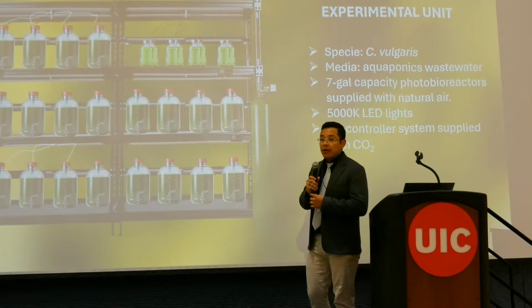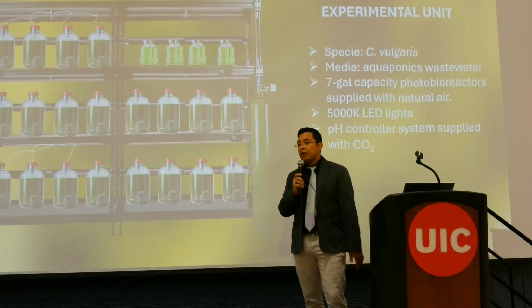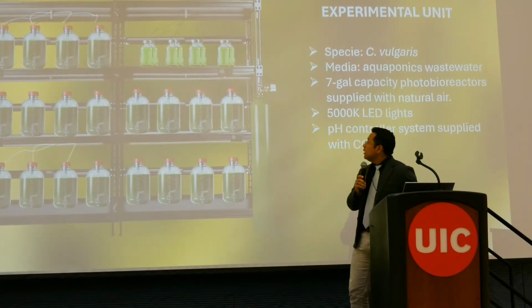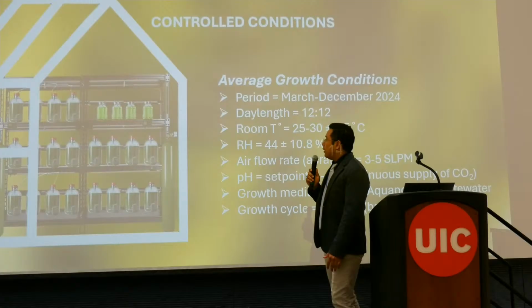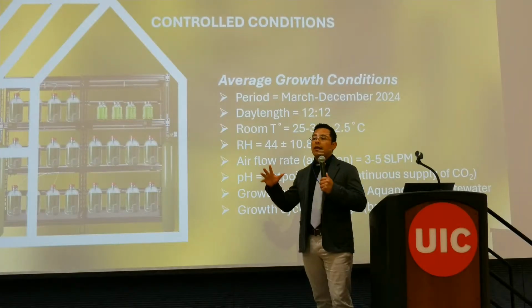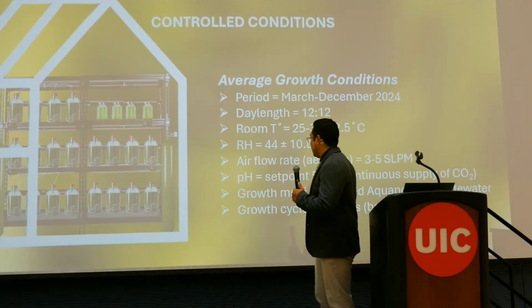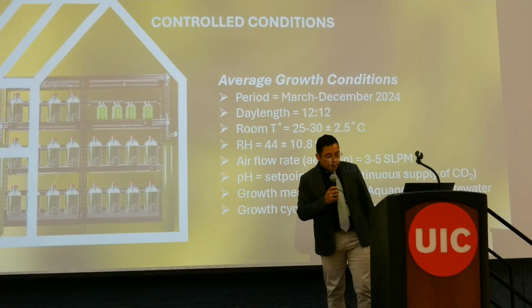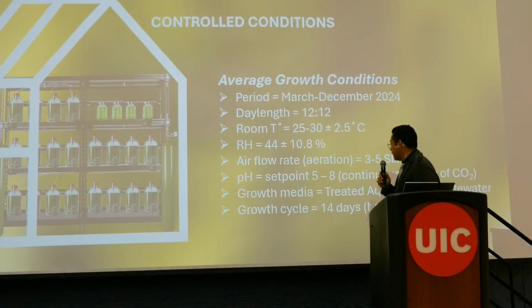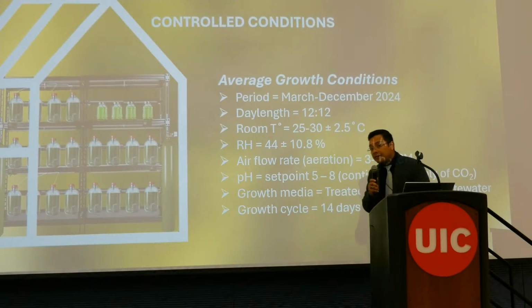Each has a system to infuse carbon dioxide for biomass. This system, as you can see, controls all the external environmental factors such as temperature, humidity, and also the lighting. It's important to mention this as we were producing biomass in cycles of 14 days, which means that every 2 weeks we harvested this biomass and we started a new one.